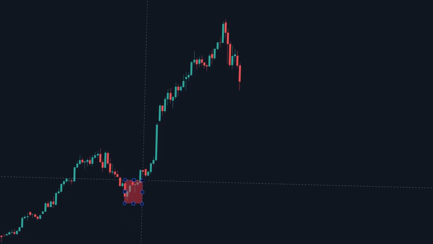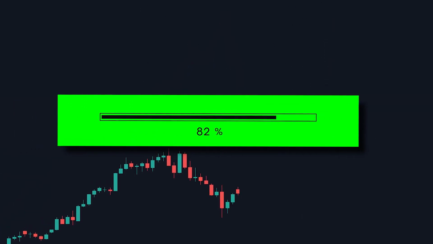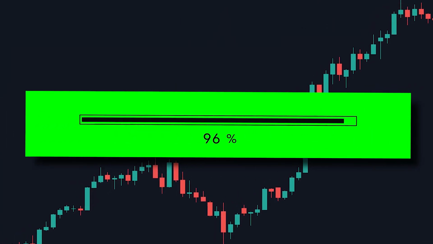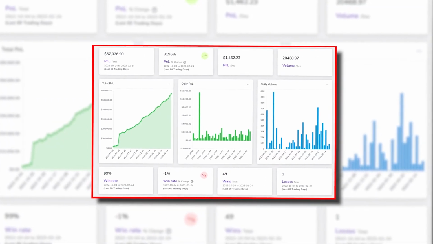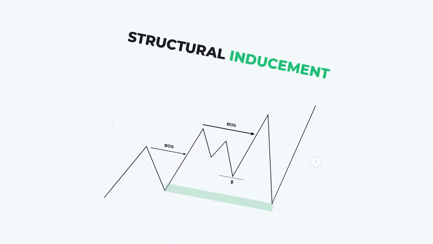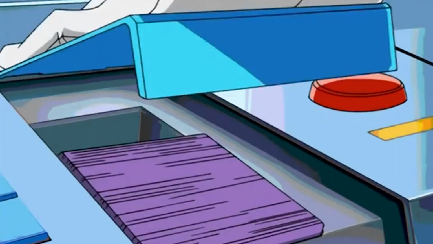Well, I wanted to find a way to pinpoint the best order block possible, to be able to find the order block that had the best probability of working. To do this, I had to do a lot of research, a lot of backtesting, and I mean a lot of analysis. That's when I discovered what I'm gonna call the inducement strategy. This will instantly identify which order block to choose that gives you the highest probability of it working.